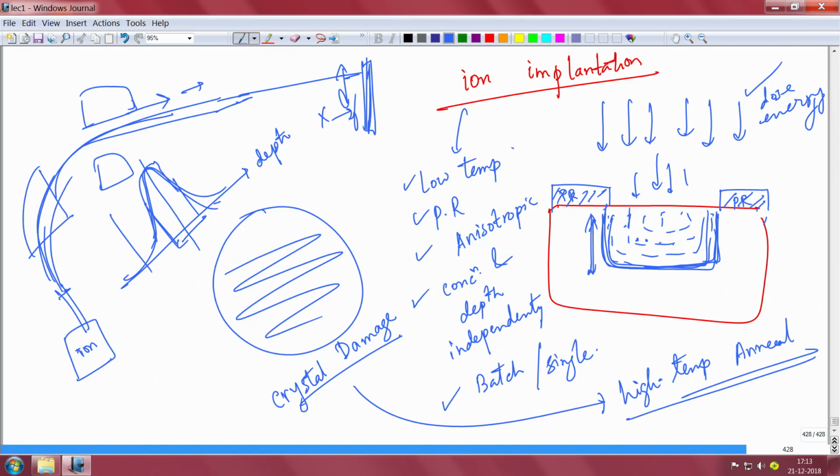You can use simulation tools to predict how much dose of ions you need, what is the energy of the ion, the angle, the tilt, the rotation of the wafer, and so many things are there to ensure that ion implantation is done so that these very high aspect ratio, or highly anisotropic profiles, can be obtained in doping, okay.